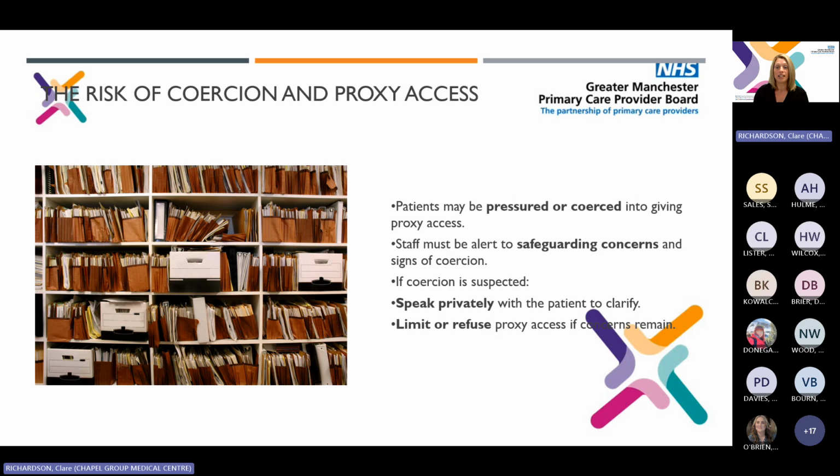So for those practices that get the patients to come in and do the proxy access forms, we all know there is always a risk of coercion, no matter how much you believe that's not going on. Sometimes it is. So what is coercion? It means pressuring, manipulating or intimidating someone to give proxy access or assign decision-making power. It does apply to LPAs as well, but we're going to concentrate on proxy access.